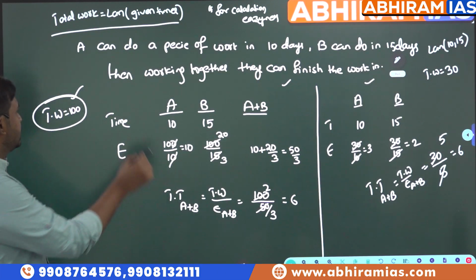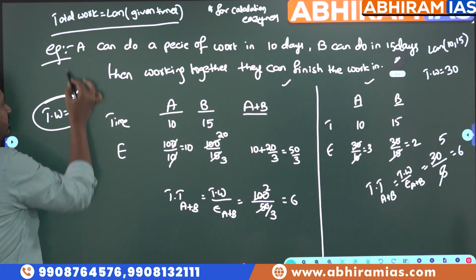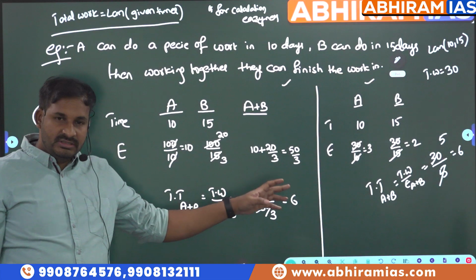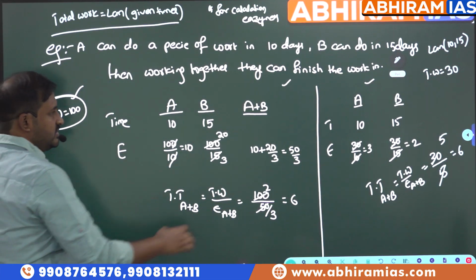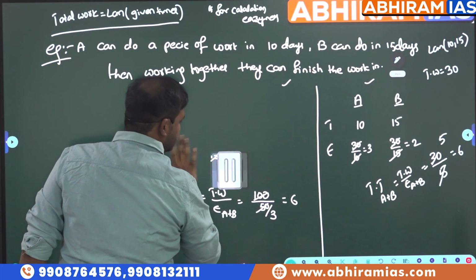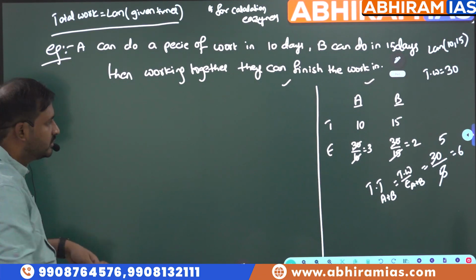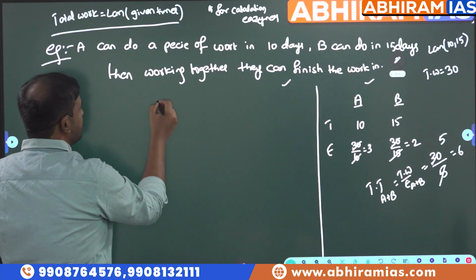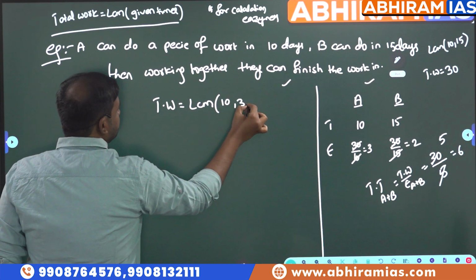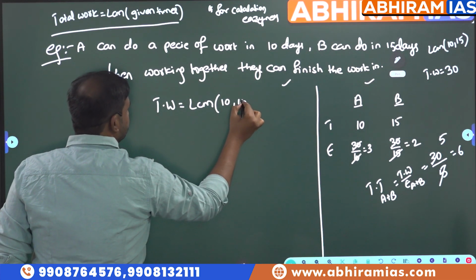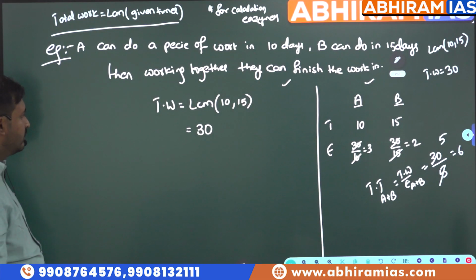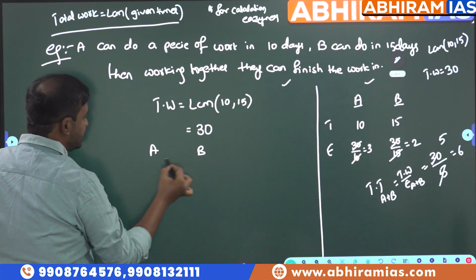Now students, write this as an example. Please write down this as an example. If you want, you can write the first one also, but it is a waste of time. Please write down the second one directly. Anyway, we have assumed the total work. That is enough, no need of the first one. So here you can write first example. Write it clearly: total work is equal to LCM of 10 and 15. So my total work here is 30.